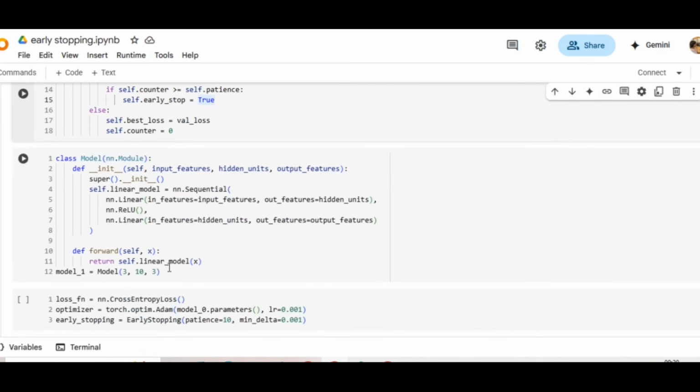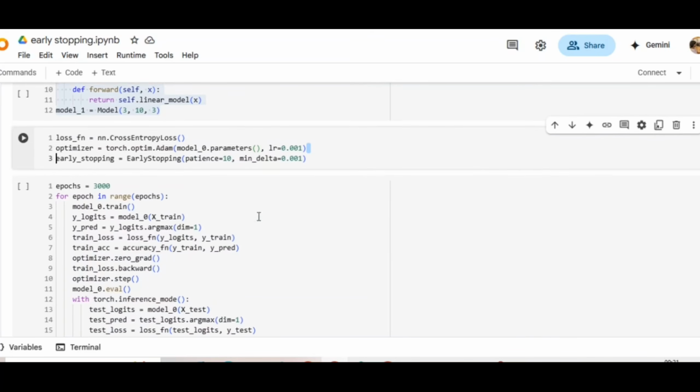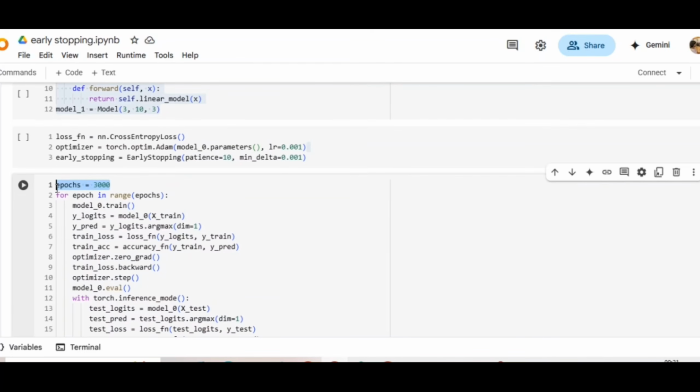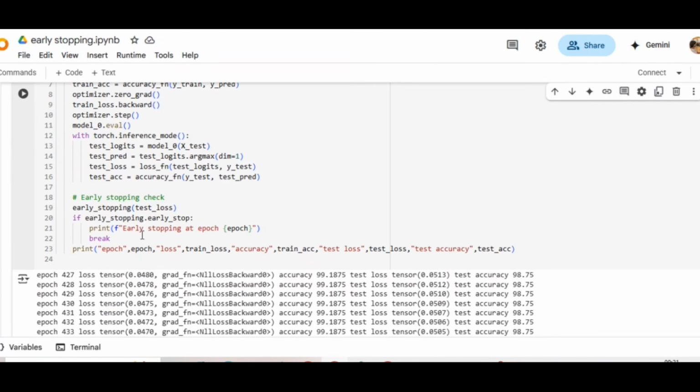Here I am building my model, and this is my loss function, that is the cross entropy loss function, and this is my Adam optimizer, and I'm setting my hyperparameters for the early stopping over here. I have specified min delta equal to 0.001. It means my previous validation loss and current validation loss must differ by a minimum of 0.001. It can be any number but the minimum should be 0.001. I have given the epochs as 3000, and this is my training loop and this is my testing loop. Here I'm implementing early stopping.